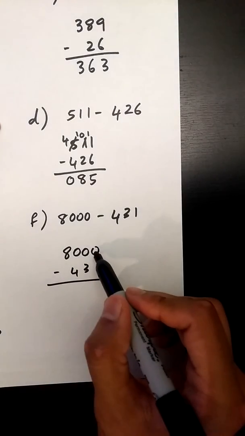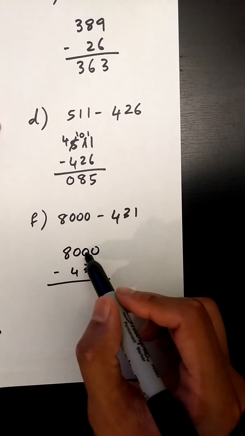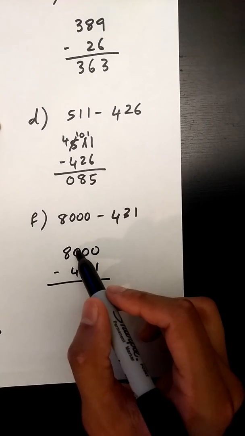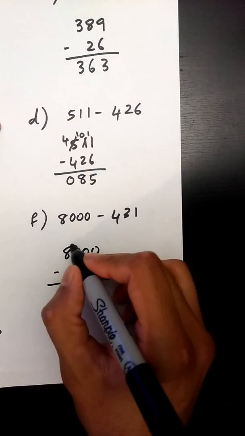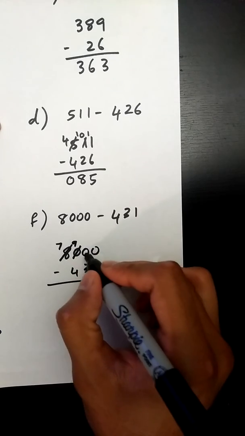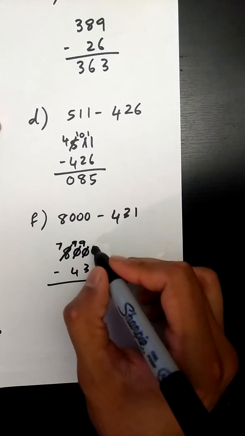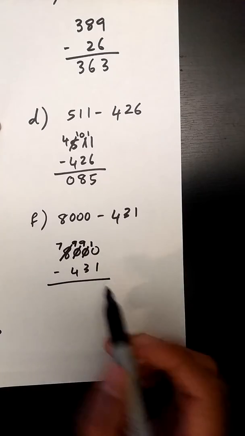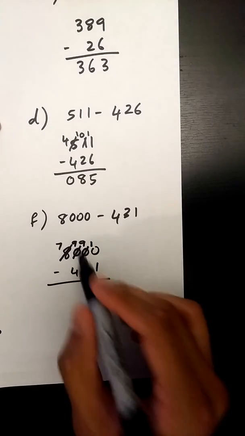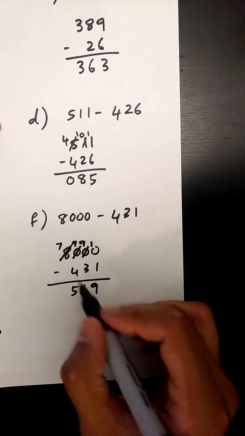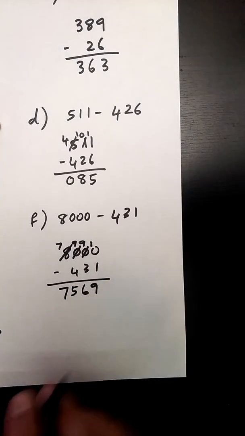Same thing in this example. I cannot do 0 minus 1, so I want to borrow from the next one. Can't do that. I'm going to try to borrow from the next one. Can't do that. So finally, I borrow from the 8. That 8 becomes a 7. This 0 will become a 9. This 0 will become a 9. And this 0 will become a 10. So 10 minus 1, 9. 9 minus 3, 6. 9 minus 4, 5. 7 minus 0, 7.